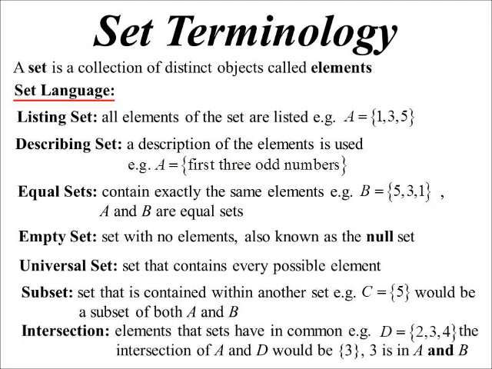Intersection, hopefully we're familiar with that one, but that's the objects they have in common. So if I create another set here, D, 2, 3, 4, then the intersection of A and B is 3. They're the numbers that are in both sets. As opposed to union. Union is all of the objects in all of the sets that you're talking about. So if I was now talking about A and D, the union would become 1, 2, 3, 4, 5. So it's all the objects in both of the sets.